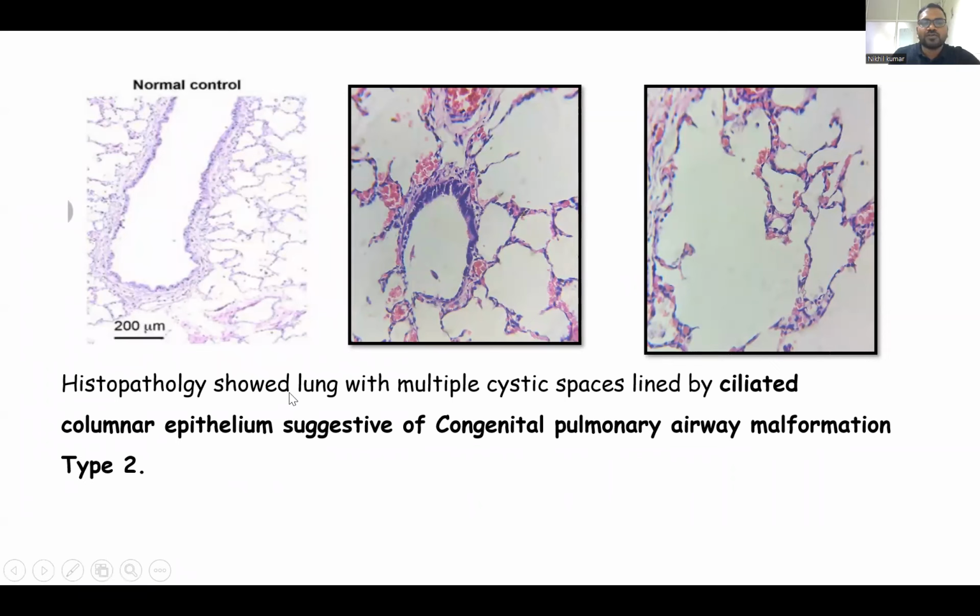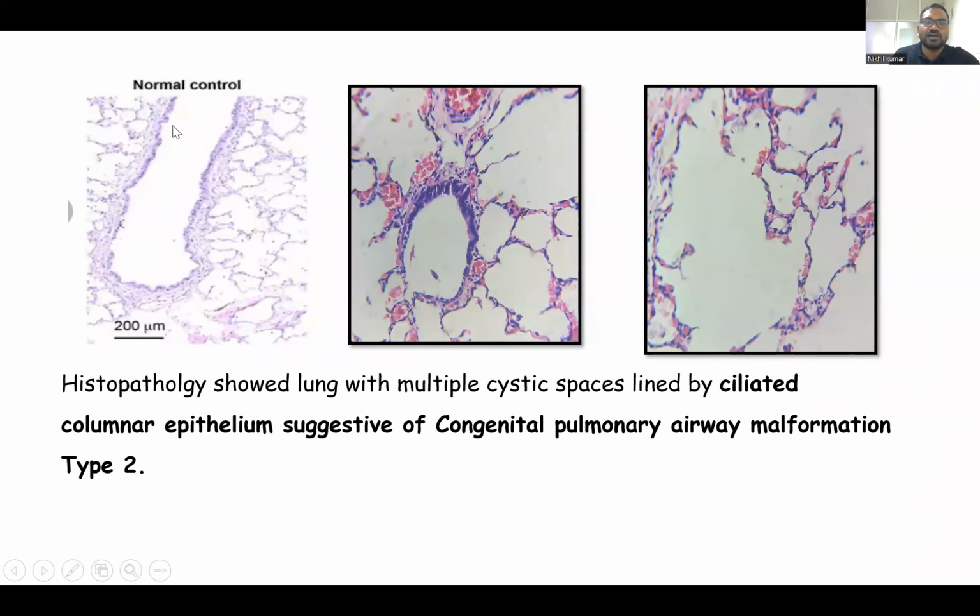On histopathological examination, the lung shows multiple cystic spaces lined by ciliated columnar epithelium, suggestive of congenital pulmonary airway malformation type 2. In the CT, type 2 was mentioned, and in the histopath examination too, multiple cysts are there, lined by columnar epithelium. So the type 2 CPAM diagnosis was made.